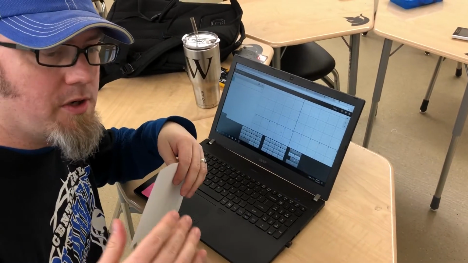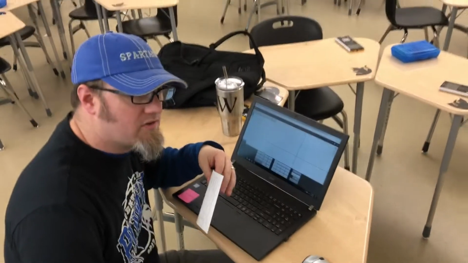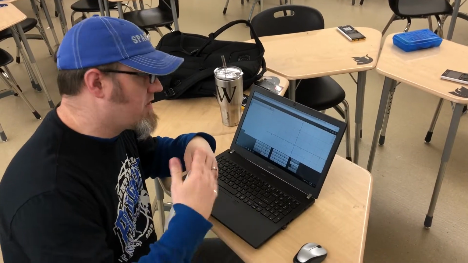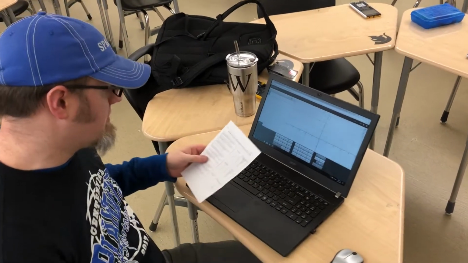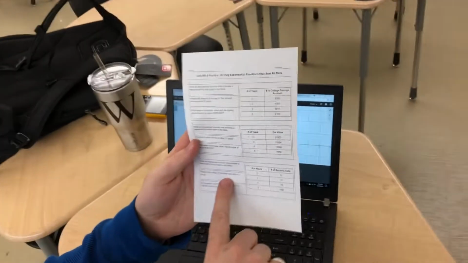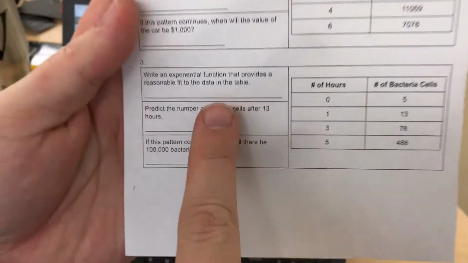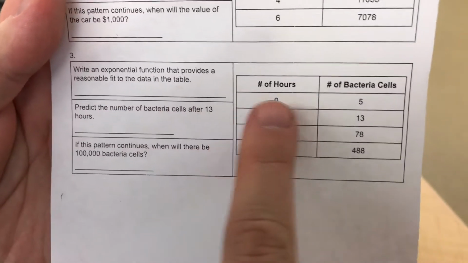I'm here today to show you, just in case you missed out on it in class, you didn't get it done, or you don't have one of the calculators at home, you can use Desmos to do the same thing. So I'm looking right here, I'm gonna do number 3: write an exponential function that provides a reasonable fit to the data in the table on the number of hours and bacterial cells.